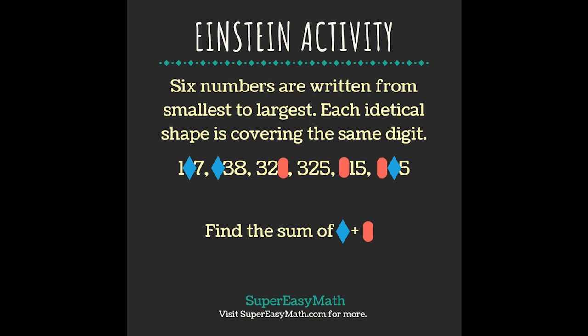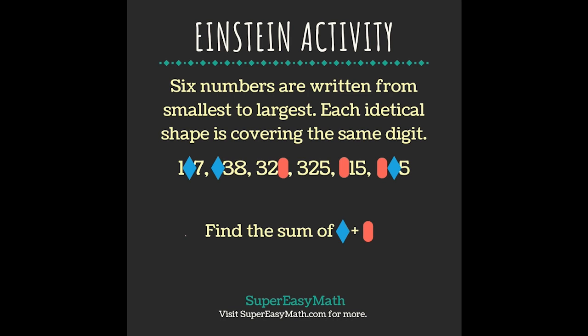Today's Einstein activity says 6 numbers are written from smallest to largest. Each identical shape is covering the same digit. So we have a series of 6 numbers and they're separated by commas. And some of our digits are not obvious and they have been coded. We have a blue diamond and we have a red oval.